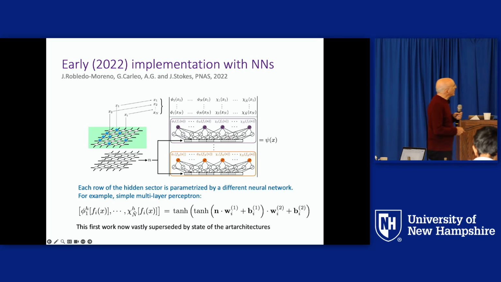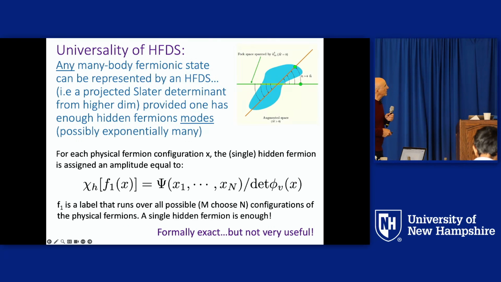Okay, so a few general things about this representation. First of all, you can show that this is actually a universal representation. Any many-body fermionic state can be represented by a hidden fermion determinantal state, provided the Hilbert space is large enough. And this is a little bit like Cybenko's theorems in neural networks, or the ergodic theorem in StatMech. It's something that is nice to know, but is totally useless, because it doesn't tell you if you need exponentially many parameters or not. So take it as it is.